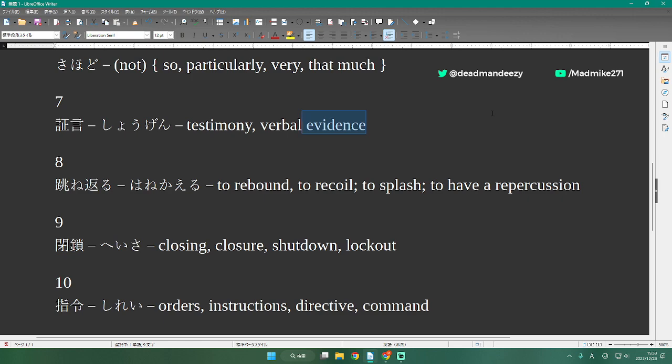Shogen. Shogen is testimony or verbal evidence. Shogen.